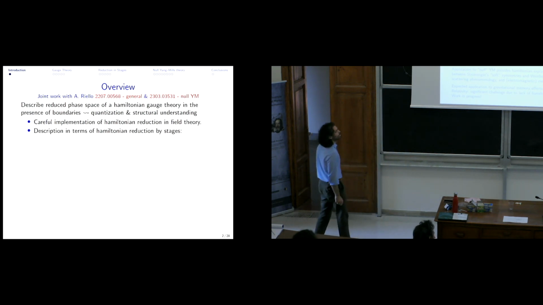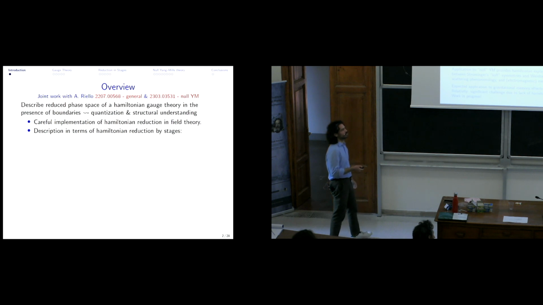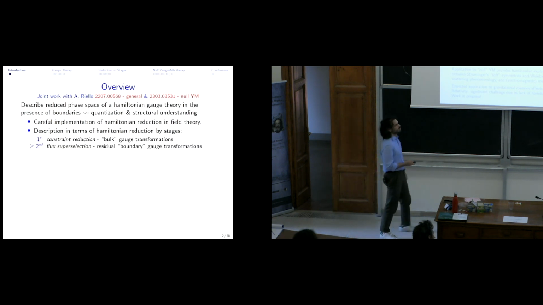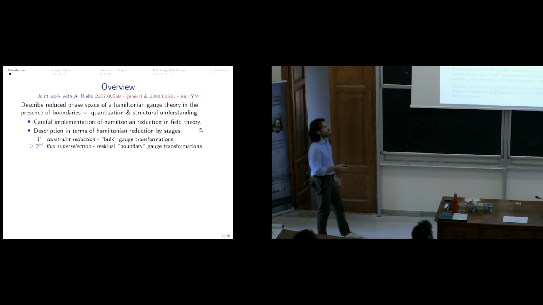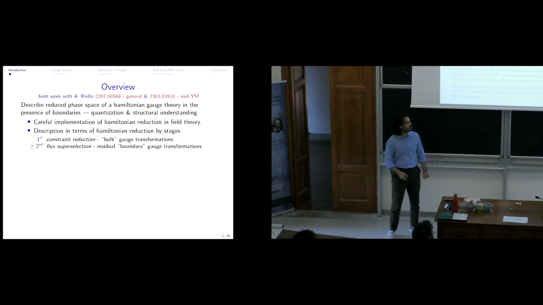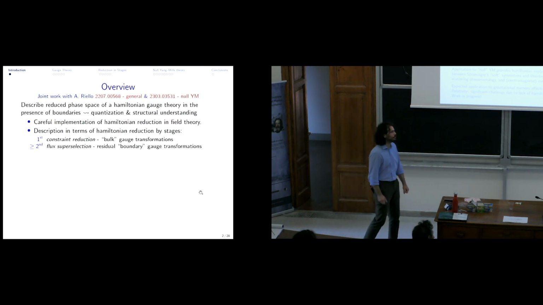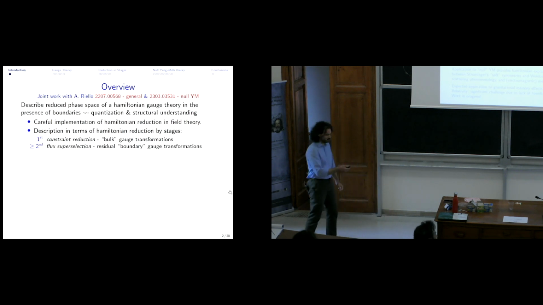And in fact, what it turns out is that if you really want to take Hamiltonian reduction seriously, it's easier to think of it as a reduction by stages, where you essentially naturally separate what happens in the interior of your codimension 1 hypersurface and what happens at the boundary.